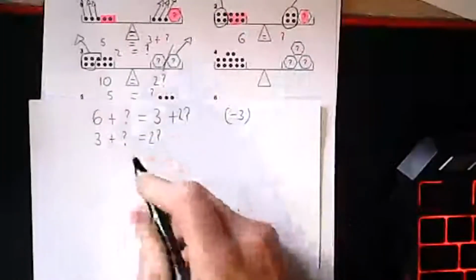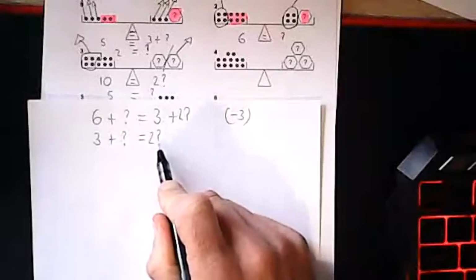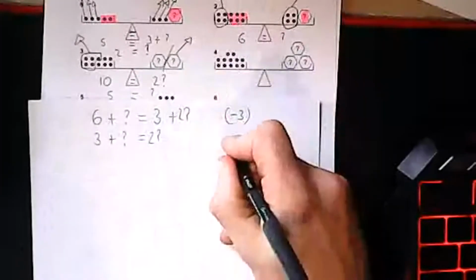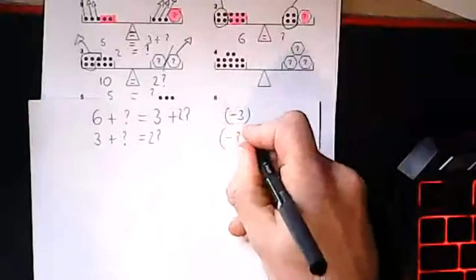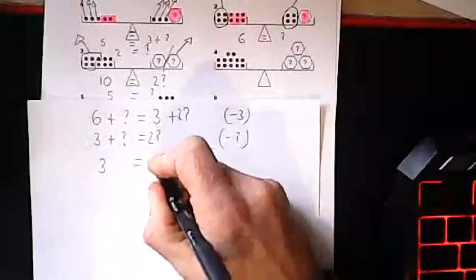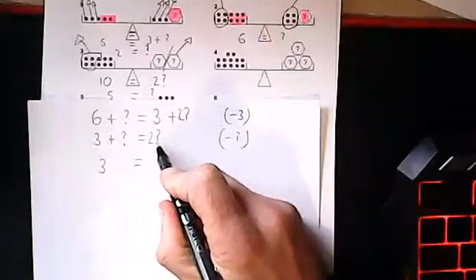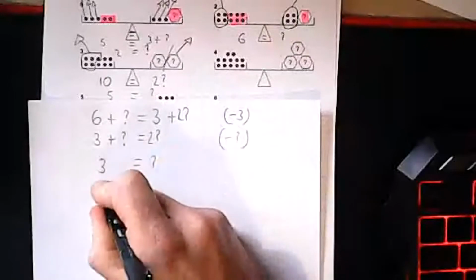So my next job is I've got one question mark there. I don't want that because I want a question mark on one side and a number on the other. So this has got to go. And I'm left with 3 equals, and I only need to take a question mark from here, so instead of 2 question marks I've got 1 question mark, and that's my final answer.